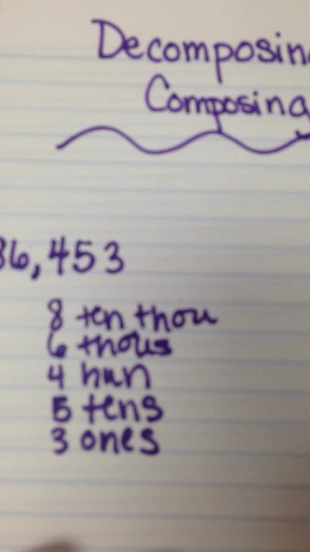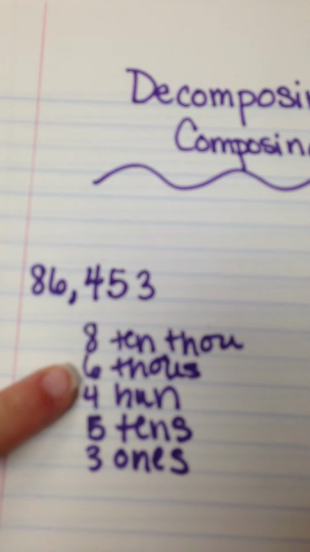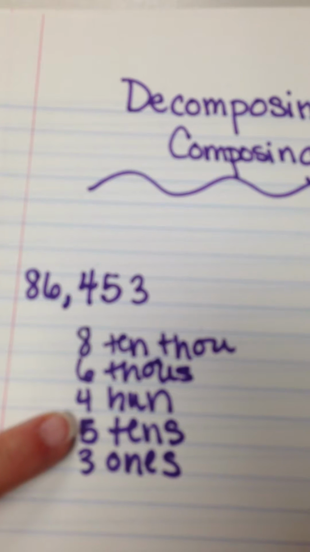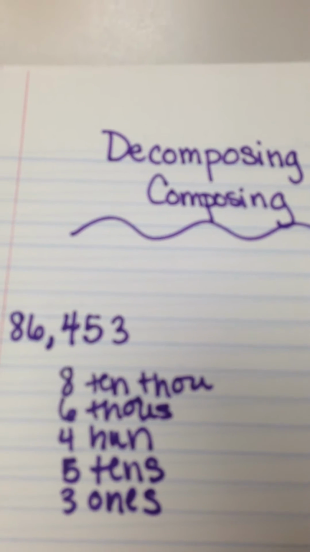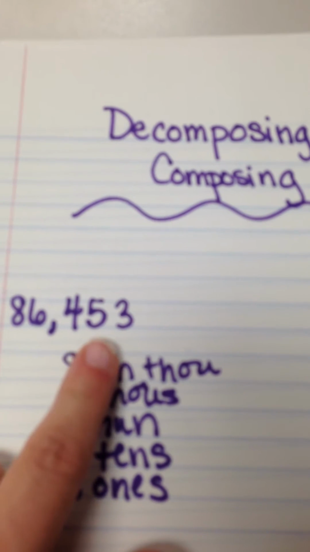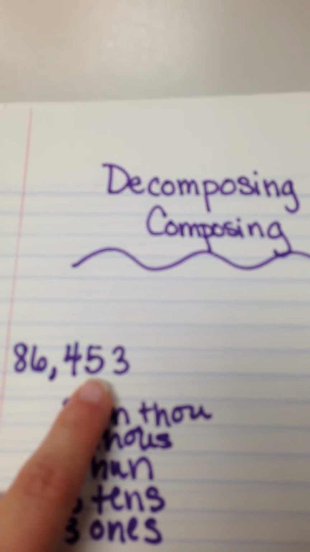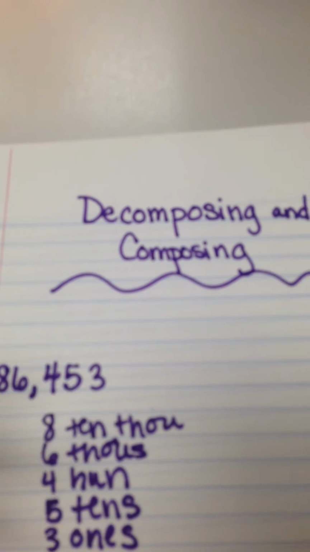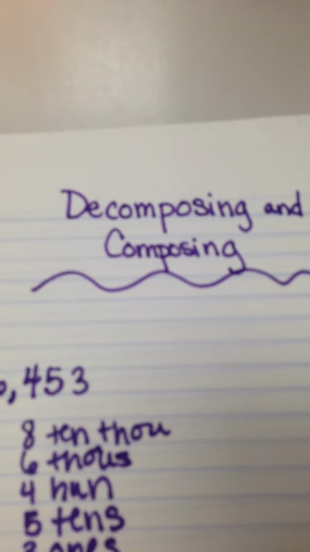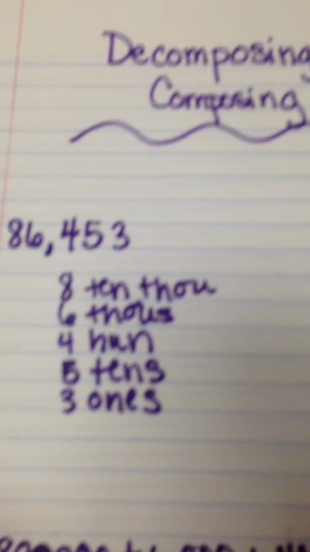And so in decomposing, this would look like: I have 8 10,000s, 6 thousands, 4 hundreds, 5 tens, and 3 ones. And then we're looking for misconceptions, making sure that students understand that this digit is a 5, that its place is in the tens, and that its value is 50, but this is not 50 tens because that would make 500.